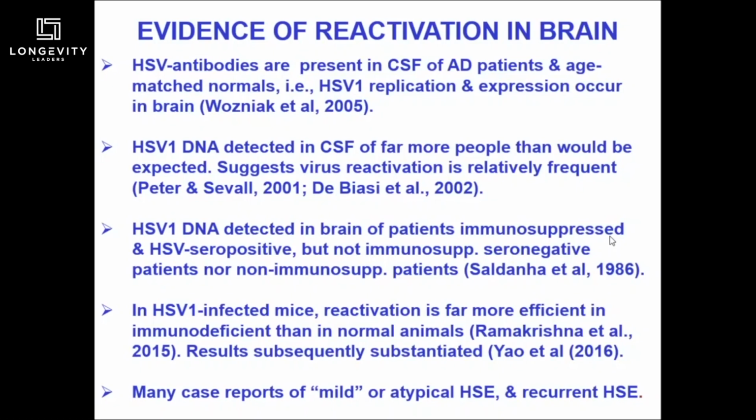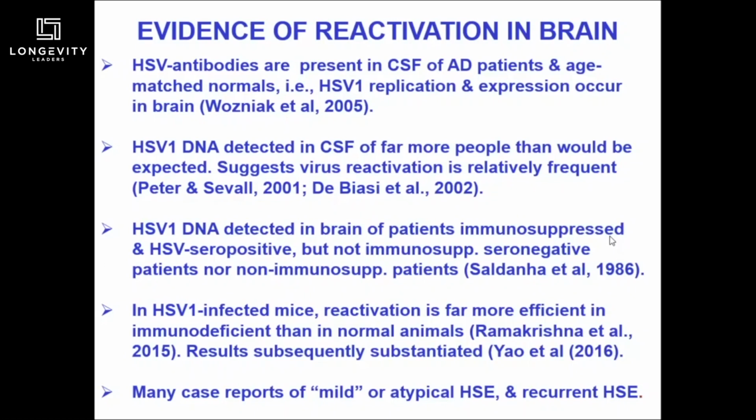We showed in this paper, Wozniak et al., 2005, HSV1 DNA was detected in CSF of far more people than would be expected. This was a lab which looked at batches of CSF to look for HSV1 DNA. One would expect it to be present in a very low proportion indeed, because fortunately HSE, herpes encephalitis, occurs only in a very small proportion of people, 1 or 2 or 3 in a million. So you would not expect to find HSV1 DNA in the CSF of many people. In fact, they detected it in far more people than would have been expected.